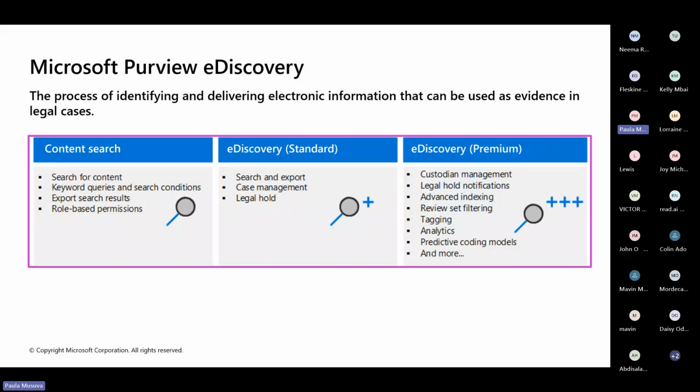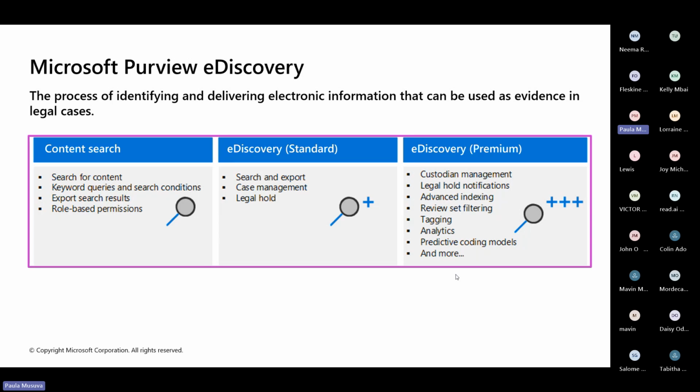So e-discovery. E-discovery is the element of forensics. So the way you want to think about this is some of the features that support forensics and investigations. Electronic discovery, or e-discovery. So the definition here is electronic discovery or e-discovery is a process of identifying and delivering electronic information that can be used as evidence in legal cases.